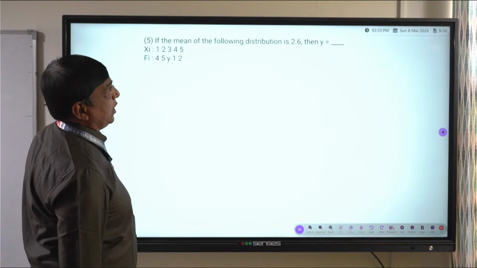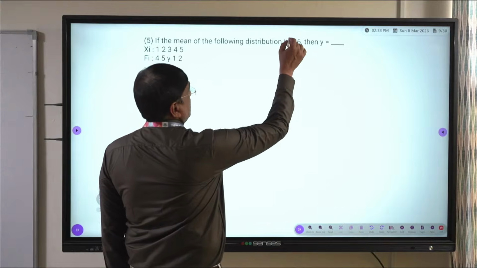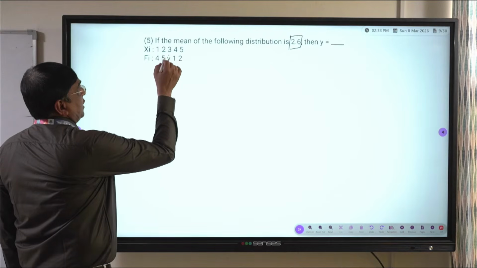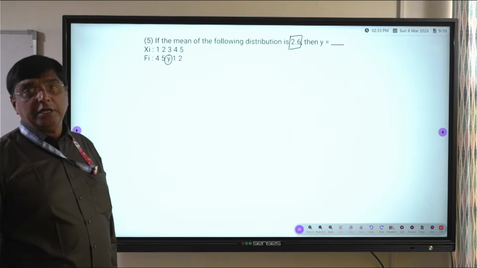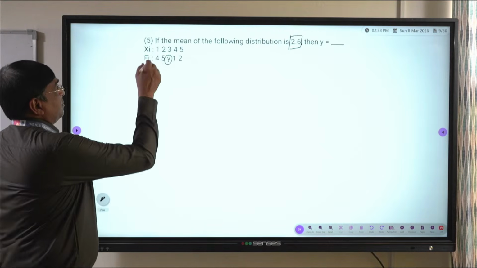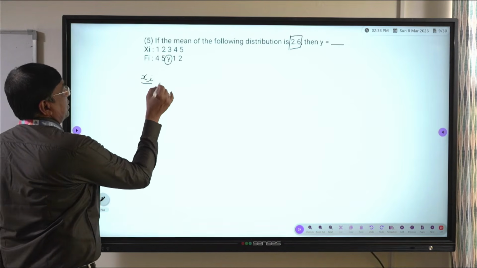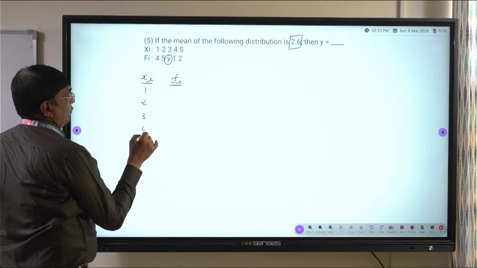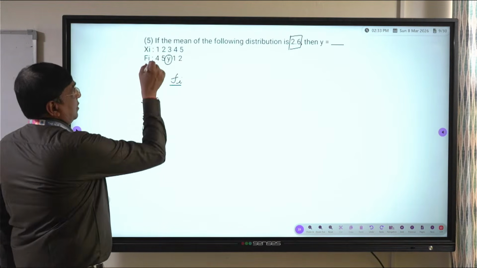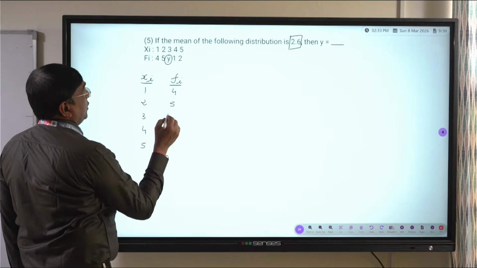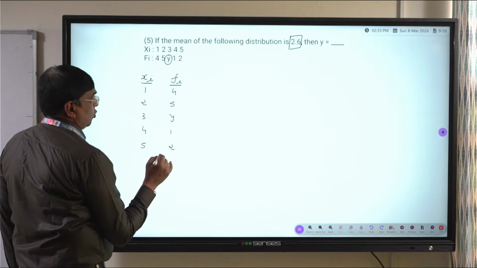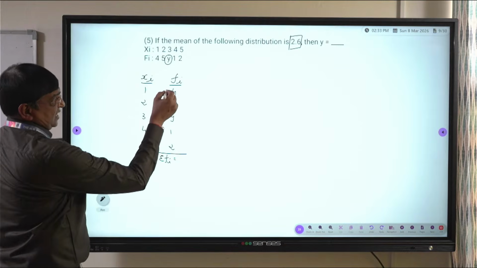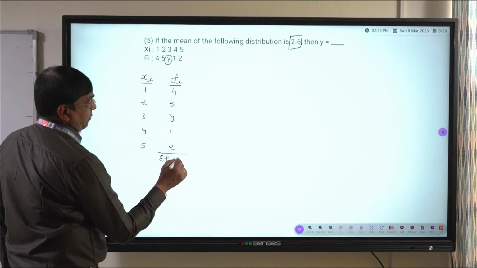If the mean of the following frequency distribution is 2.6, mean given 2.6, then find the missing frequency. One of the frequency is missing, that is y. So सबसे पहले table, it is of discrete frequency distribution. तो 1 2 3 4 5. Frequency 4 5 y 1 2. Sigma fi. You can also say n. 4 plus 5 9 10 12 plus y.